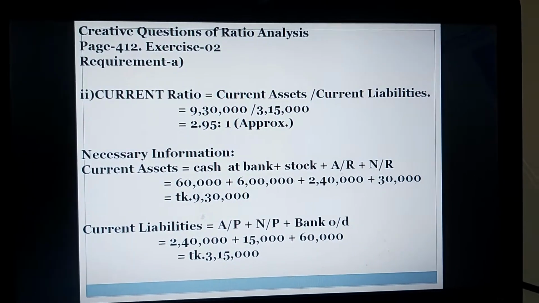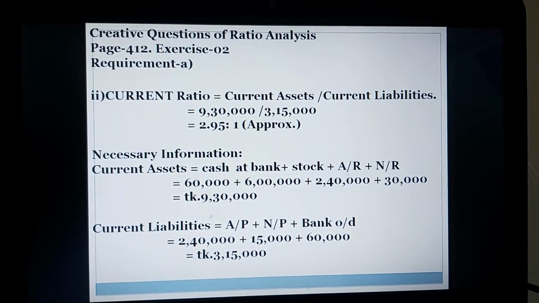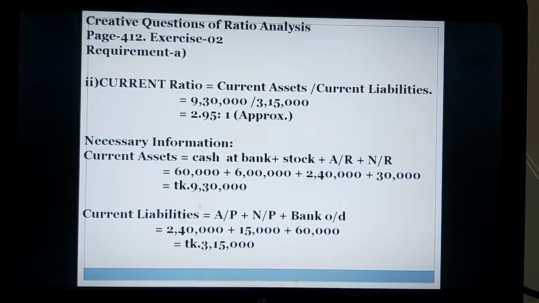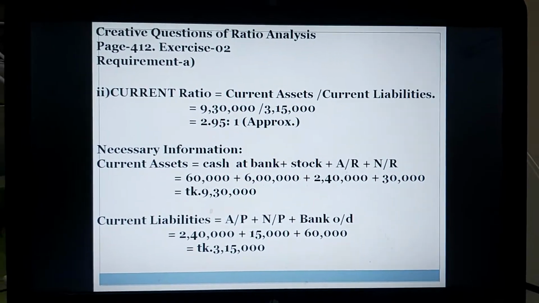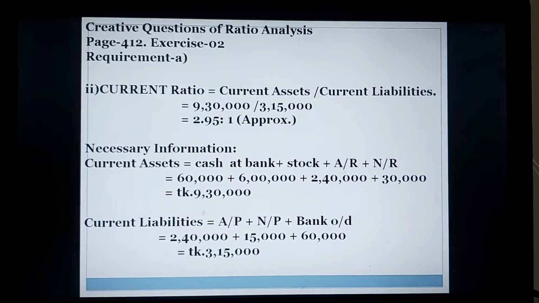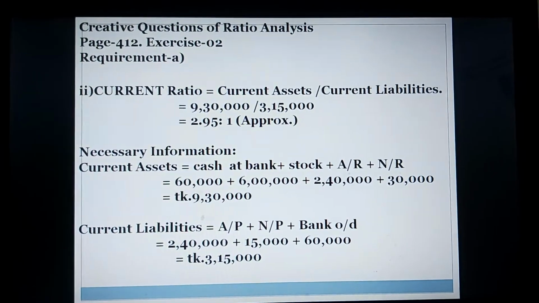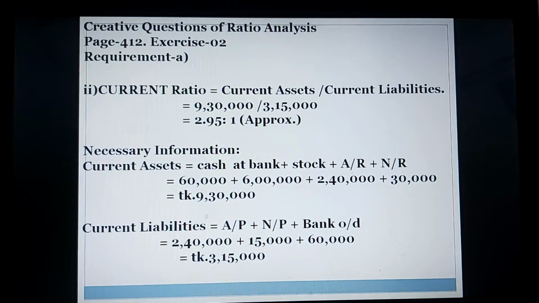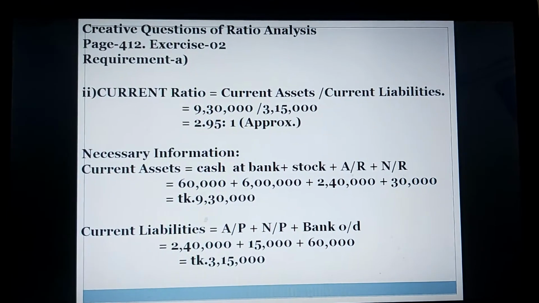Number 1, cash at bank. Closing stock, that is stock in trade. Accounts receivable and notes receivable. You can see in the stem, cash at bank taka 60,000, stock in trade taka 6 lakh, that is closing stock, accounts receivable taka 2,40,000, notes receivable taka 30,000. So the total of current assets in this math is taka 9,30,000.